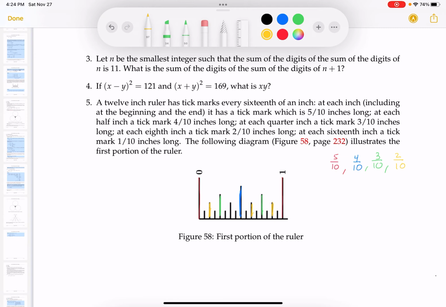All right? At each 16th, the tick mark is only 1/10. These are these small guys over here. Let me go back to black, the small ones. They're just 1/10. By the way, I'm starting to realize I didn't put a question here. The question over here should be, what's the sum of all lengths of the tick marks on a 12-inch ruler?